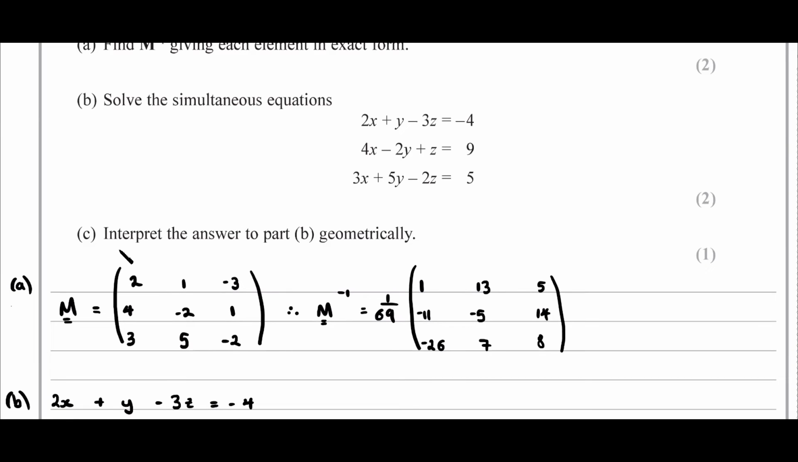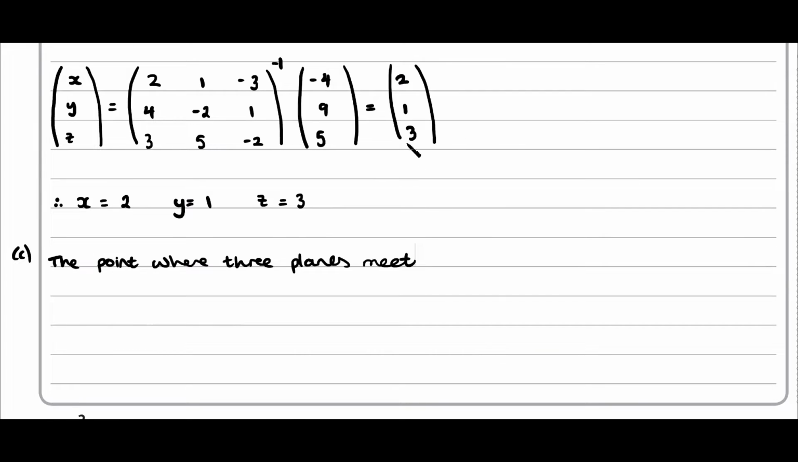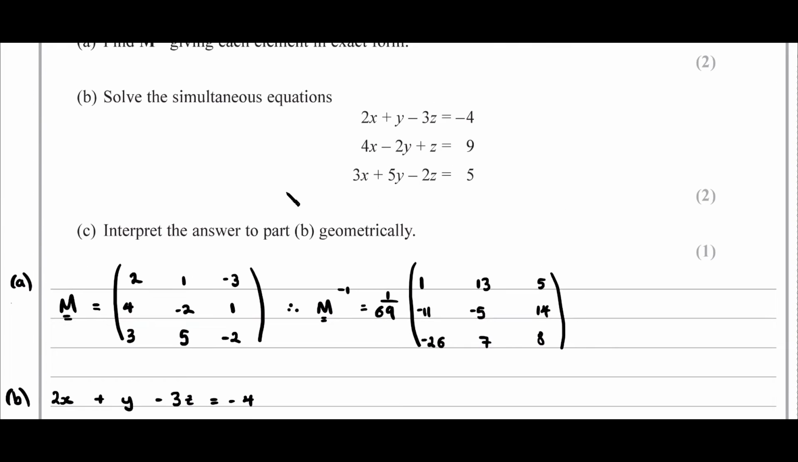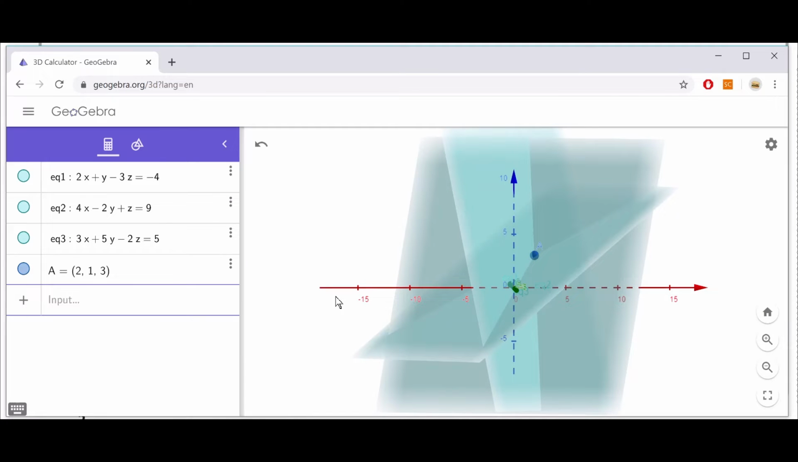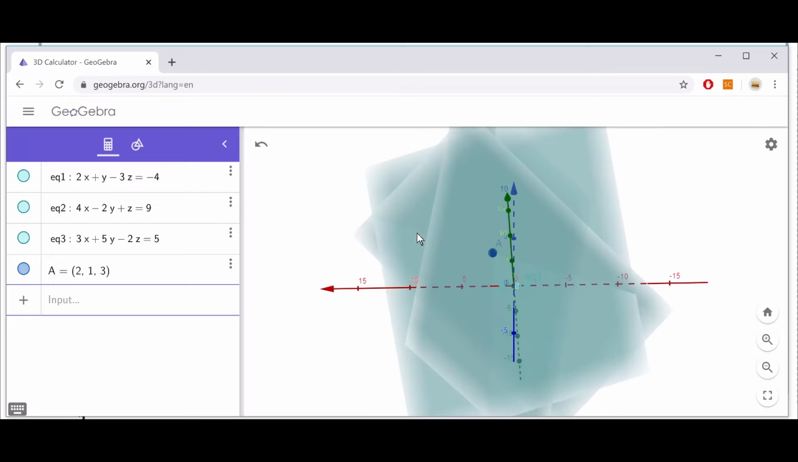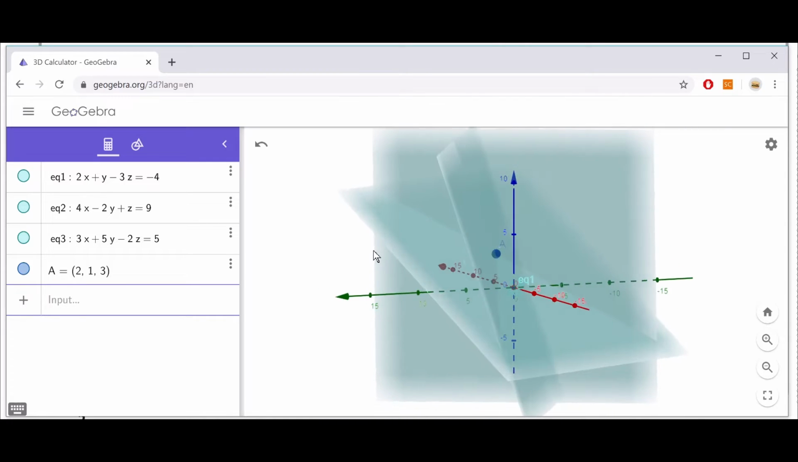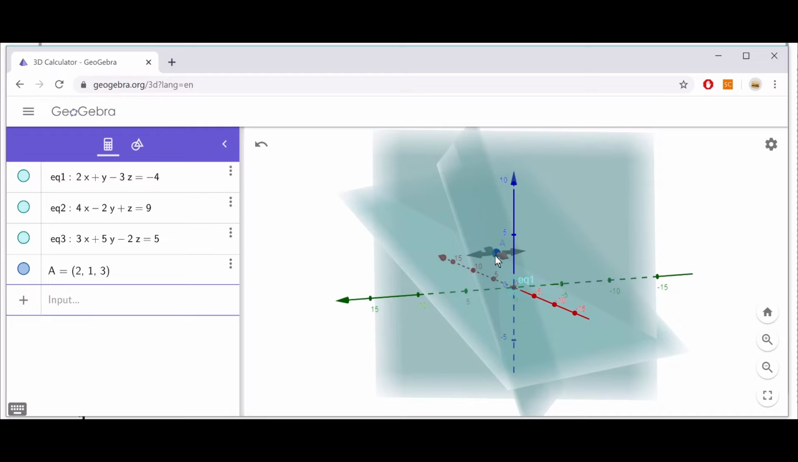And now for part C, we have to interpret the answer to part B geometrically. So for part C, what this means geometrically is this solution over here is the point where 3 planes meet. And I've tried to illustrate that over here. We've got 3 planes shown here, and then the point A where all these 3 planes meet. So if I rotate this, you can see we have 3 planes which intersect each other. They all intersect at a common point A.